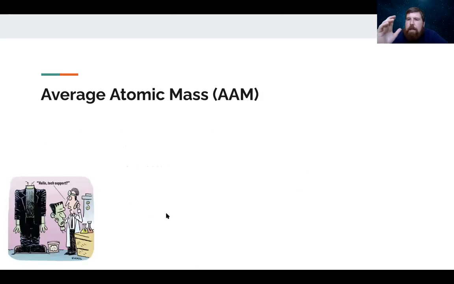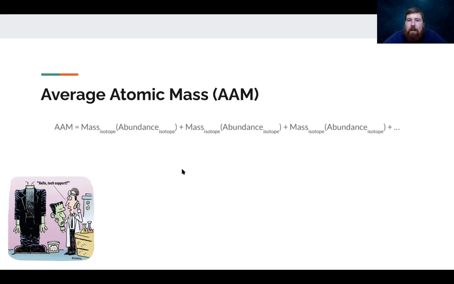So there's a formula that I want you guys to keep in the back of your mind. It's an informal formula, and the reason I say informal is because it's not given to you on the AP Chem formula sheet. It is as follows. The average atomic mass is equal to the mass of the specific isotope times its abundance, plus the mass of the specific isotope times its abundance, plus et cetera, et cetera. So you do this for however many naturally occurring isotopes exist in nature.